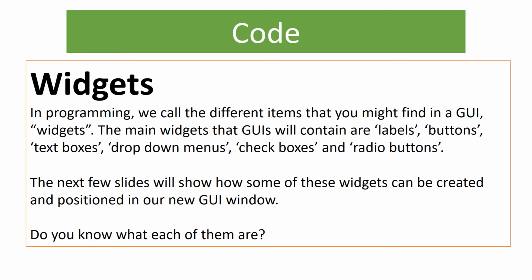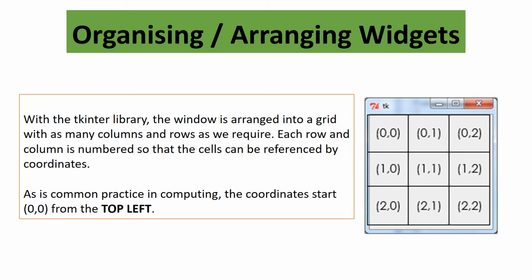It's important to realise that a window is split up into a grid using columns and rows. Each column and row is referenced by coordinates, with 0, 0 starting in the top left hand corner.